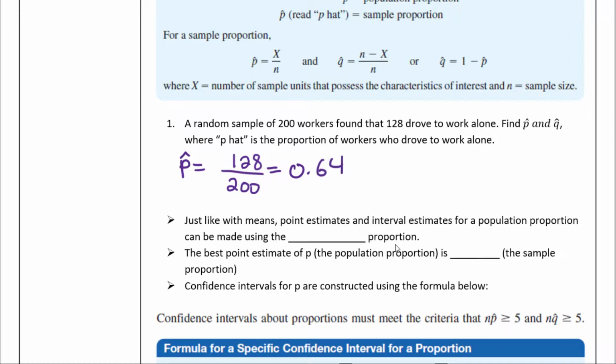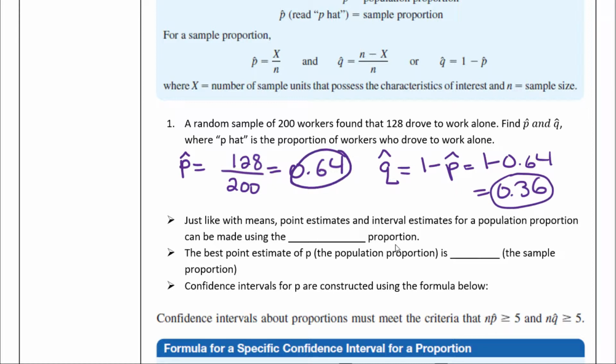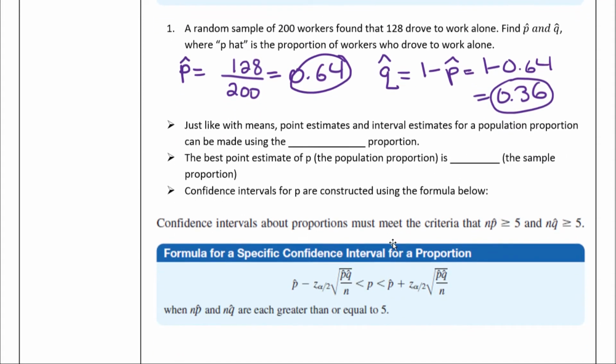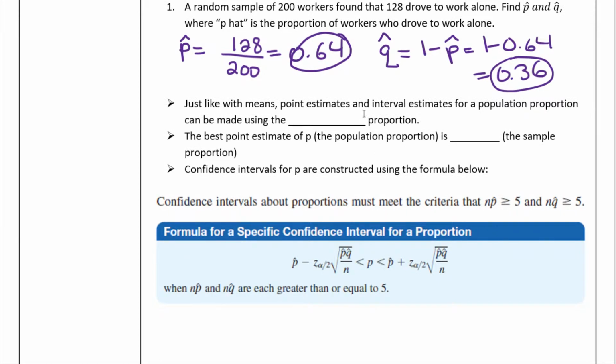All right, and then the Q hat is going to be the proportion of workers who did not drive to work alone. So the opposite. In order to do that, you can do 1 minus P hat, right? So 1 minus 0.64, which is 0.36. All right, very simple. So it's just calculating a fraction or a proportion, or decimal. Just like with means, point estimates and interval estimates for a population proportion can be made using the sample, so using the sample proportion.